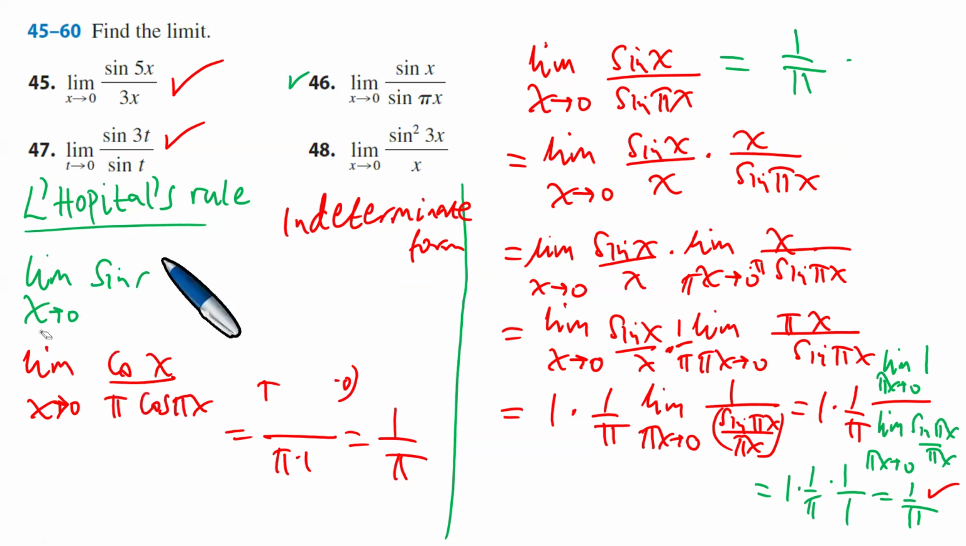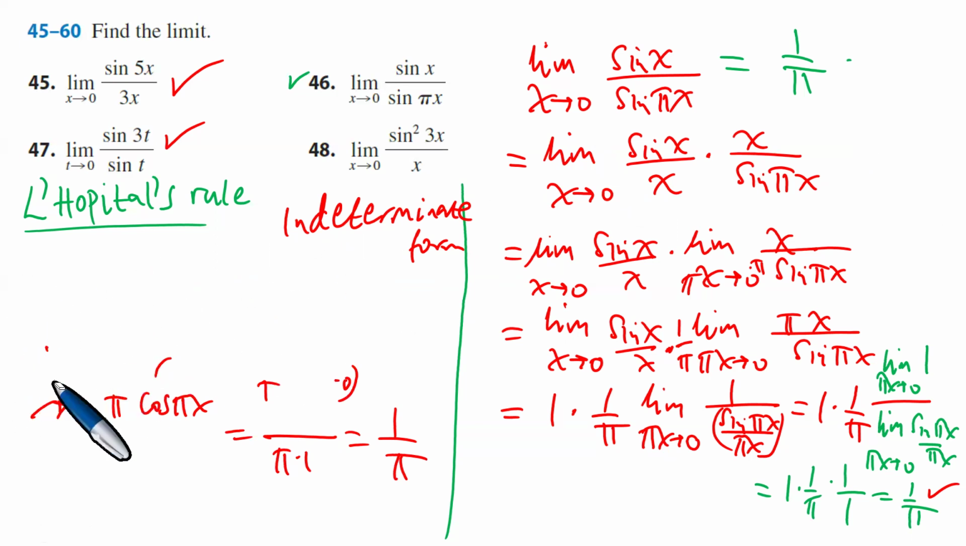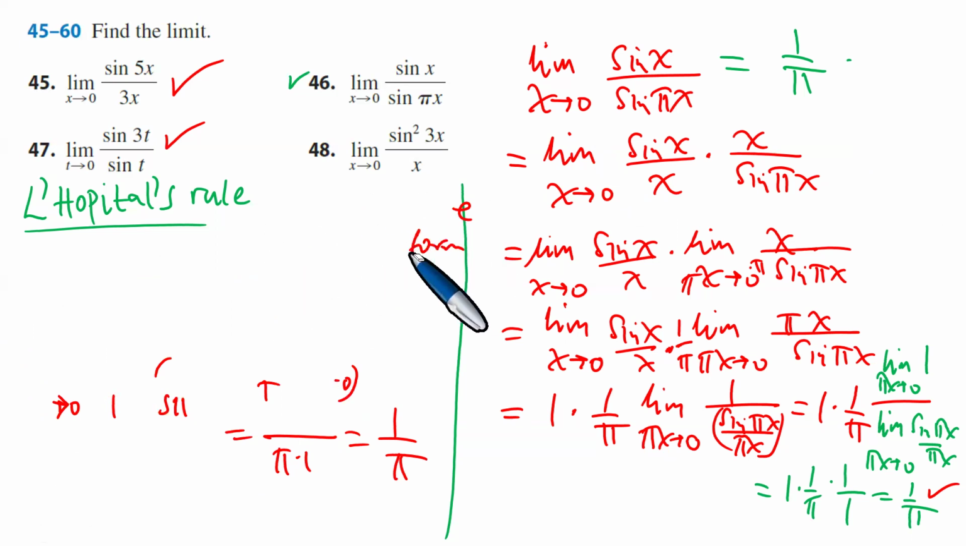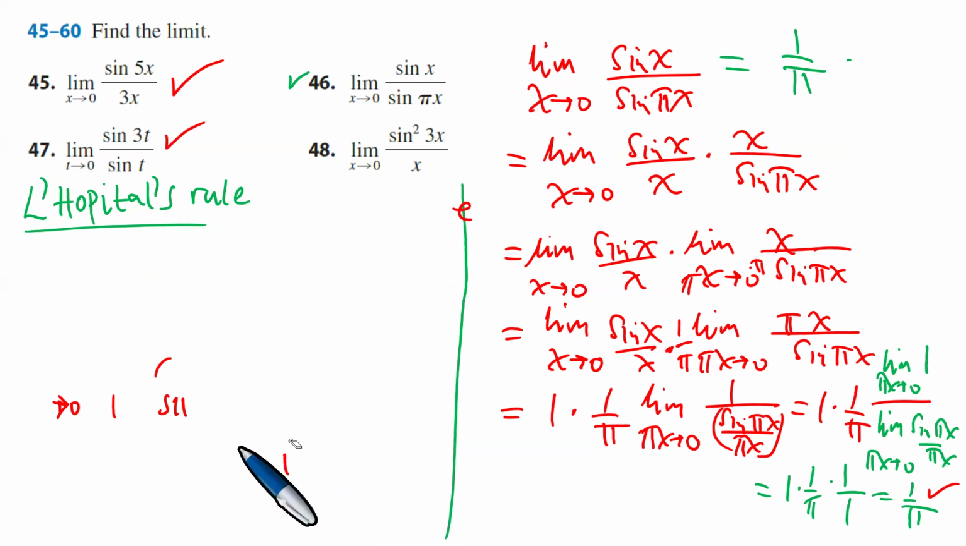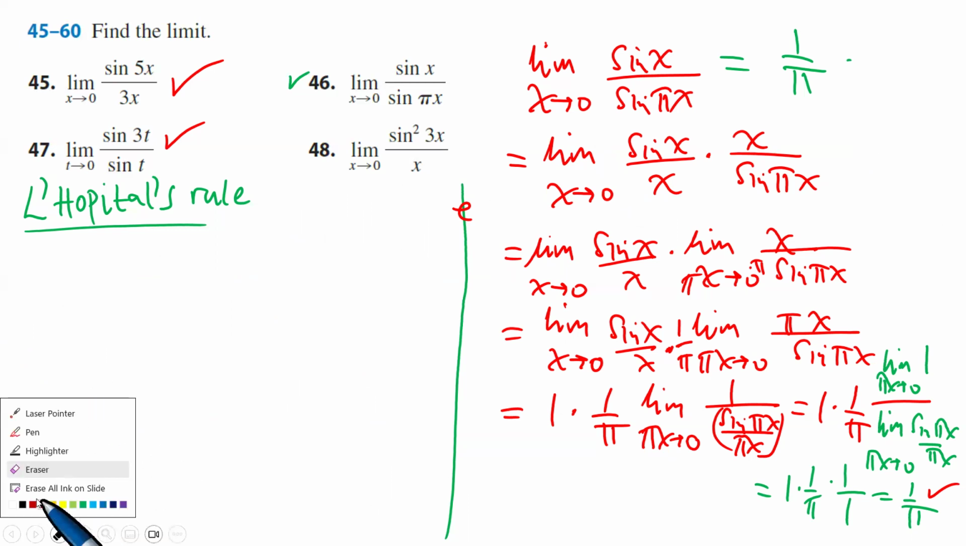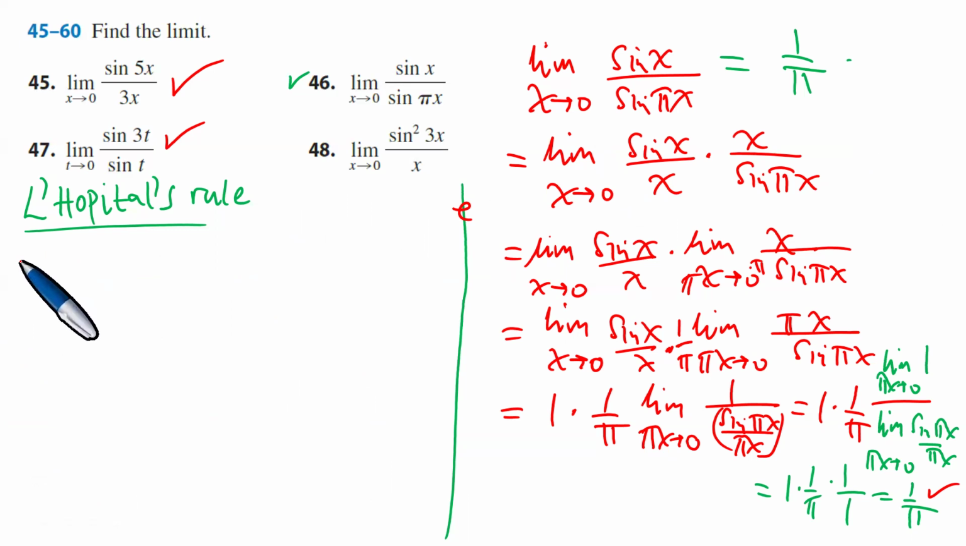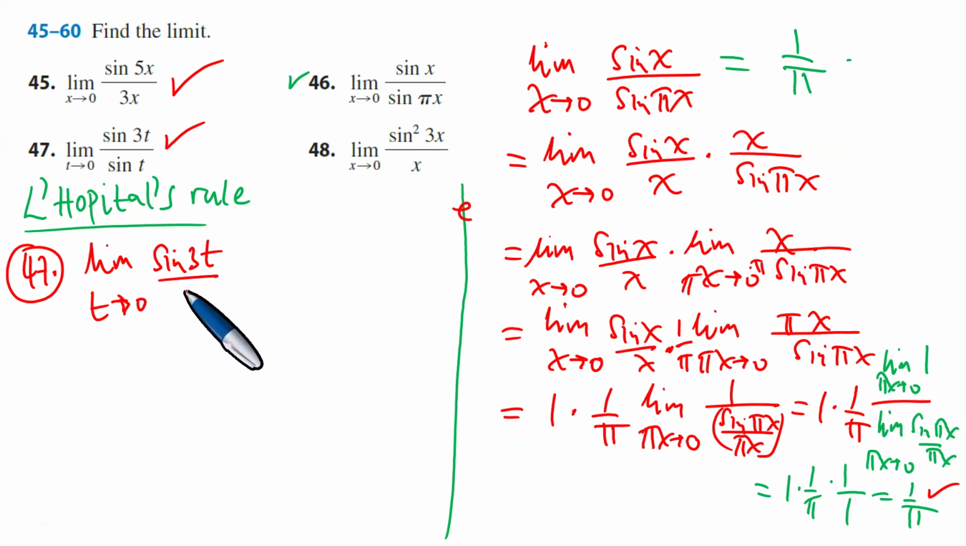Let us spend some time right now. We're gonna actually just use one of the methods we've learned to practice these together. Let's look at 47. Right, if you have the limit as t approaches 0 of the sine of 3t over sine t.